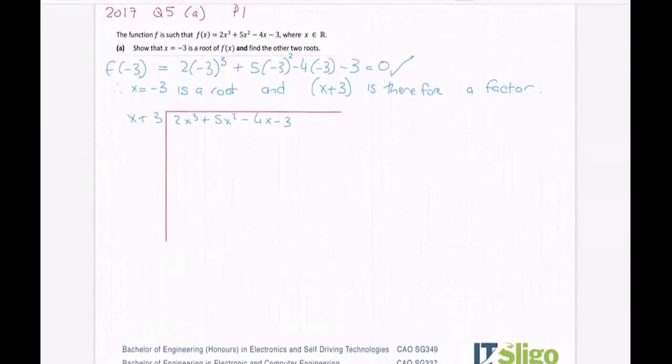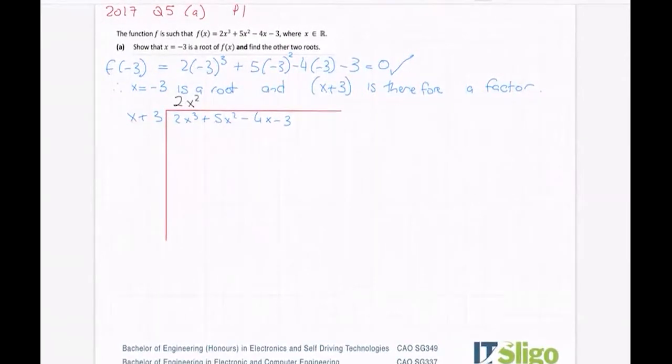So I'm asking myself, what do I need to multiply by x to bring it up to 2x cubed? So I definitely need a 2. I have one of the x's out there, so I need 2 more x's. And you multiply that by both terms on the outside. So 2x squared by x is 2x cubed. 2x squared by the 3 is plus 6x squared. Put a line under it. Change the sign because you're subtracting to get the remainder.